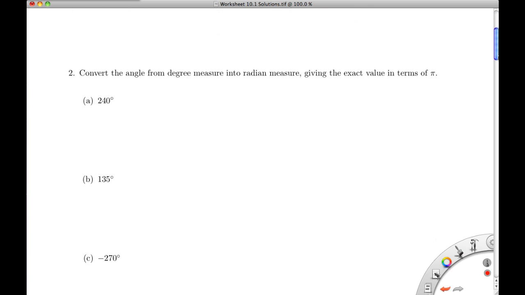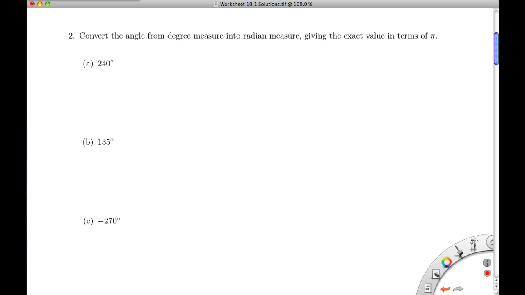Okay, so for number 2, we're getting into the idea of the 2 different ways we can express an angle measure, either in degrees or in radians. And here we're given angles in degrees and asked to convert to radian measure, keeping them exact and using pi, in terms of pi. So let's do these. So 240 degrees. Now we want to convert 240 into radians. And the way we do that is we multiply by the conversion factor, and we consider, well, there are pi radians in 180 degrees.